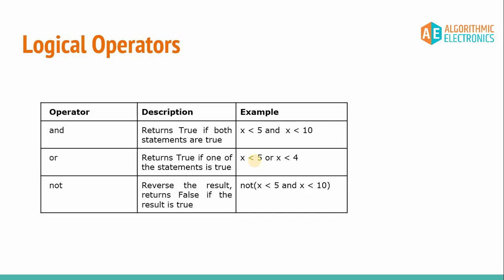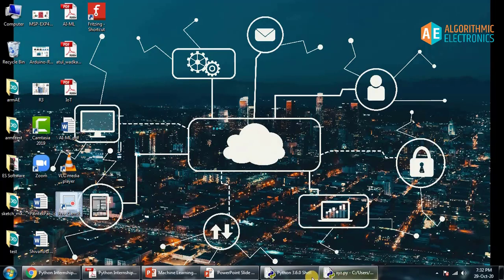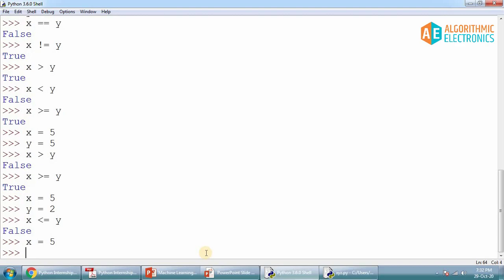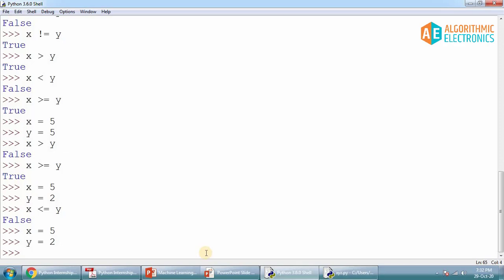So let us understand this with the help of some examples in the Python shell. For example, I have two different numbers: x equals 5 and y equals 2. Now I am going to use the and operator here. So let's say x is greater than 5 and y is less than 5.